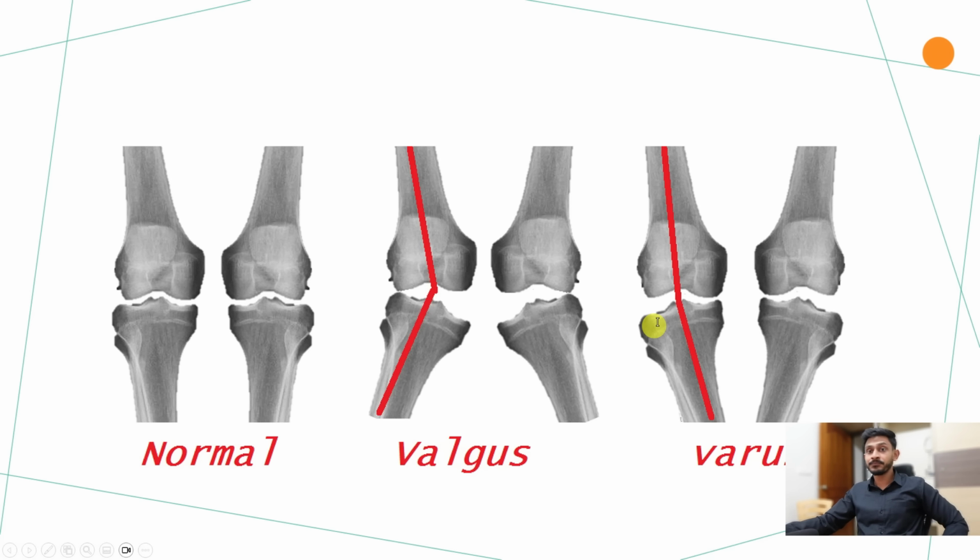As we know, in a valgus force, the lateral femoral condyle impacts the lateral tibial condyle. So this results in a lateral tibial fracture in a valgus force. And in a varus force, the medial femoral condyle impacts the medial proximal tibia. So this results in a medial tibial plateau fracture. So you understand how valgus and varus forces affect the respective condyles of the tibia.